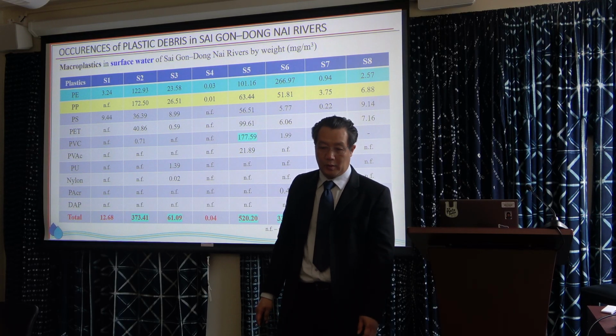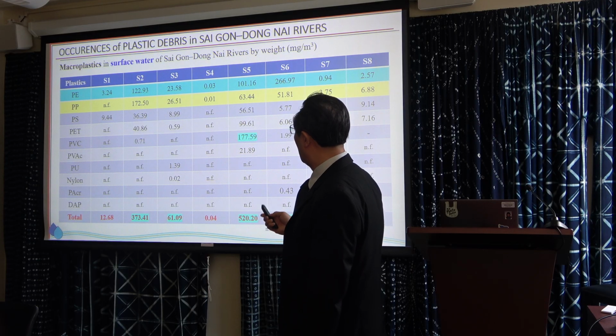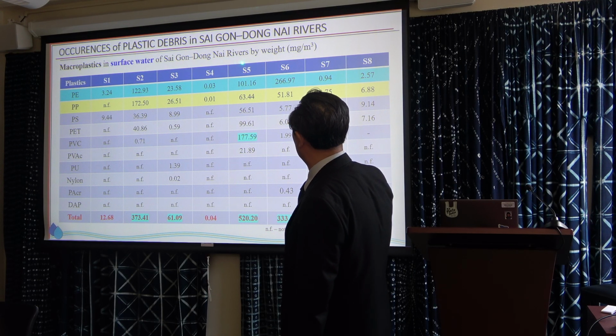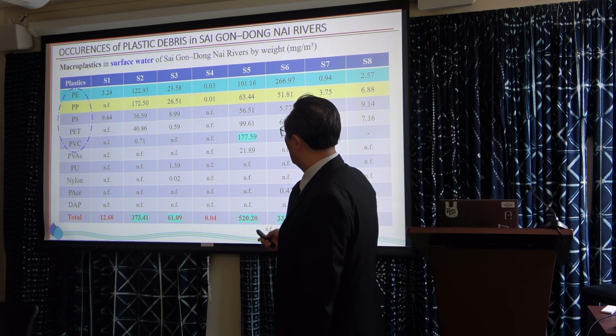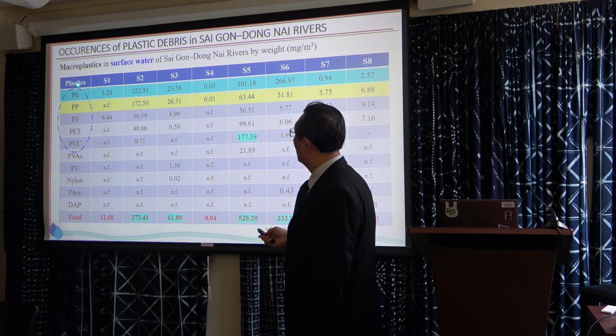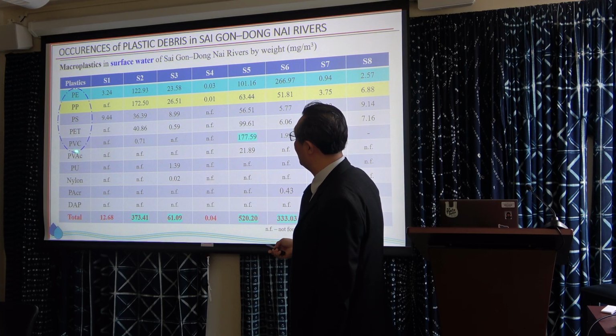And what did we find? First we talk about the macroplastic in the surface water of Sai Gon River. We found that most of the macroplastic is polyethylene, polypropylene, or polystyrene. These are the most popular plastics we found in Sai Gon River.